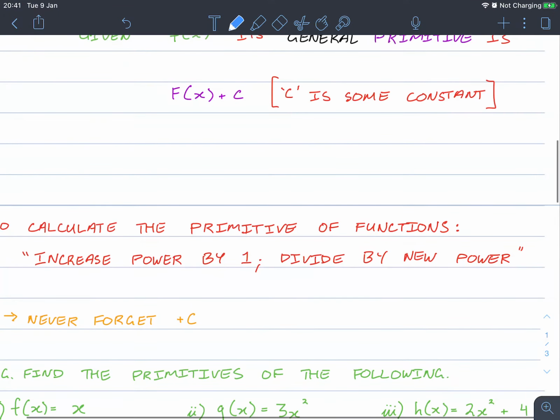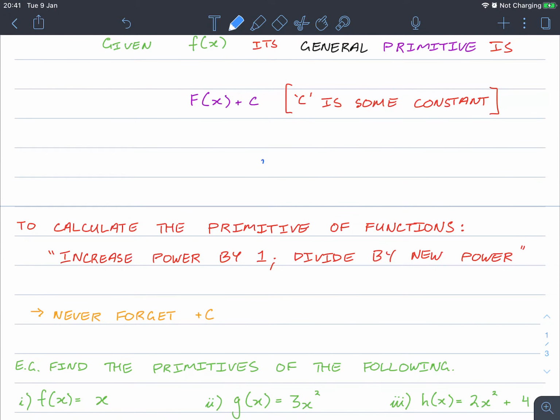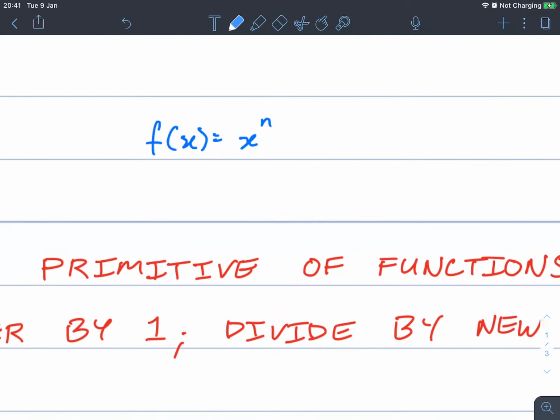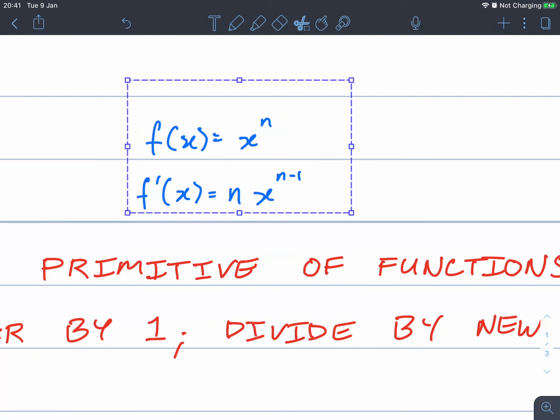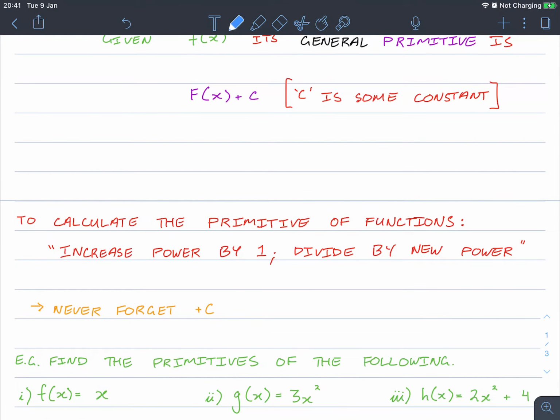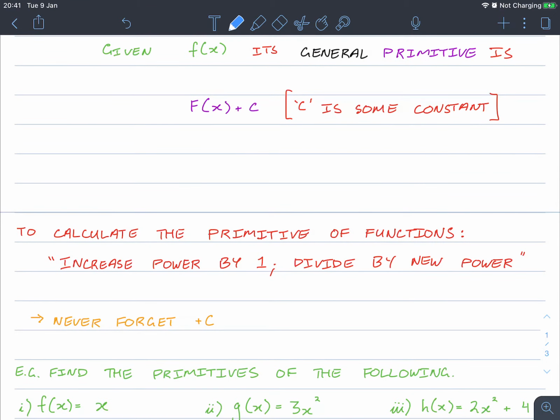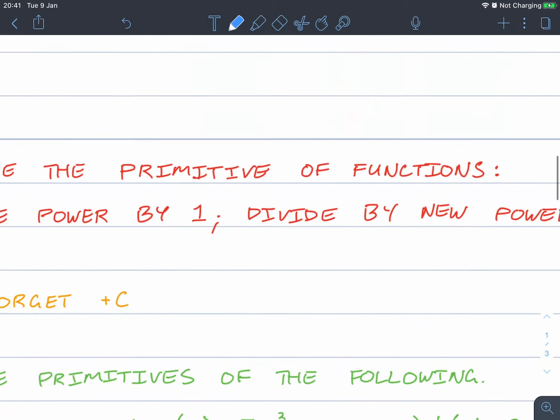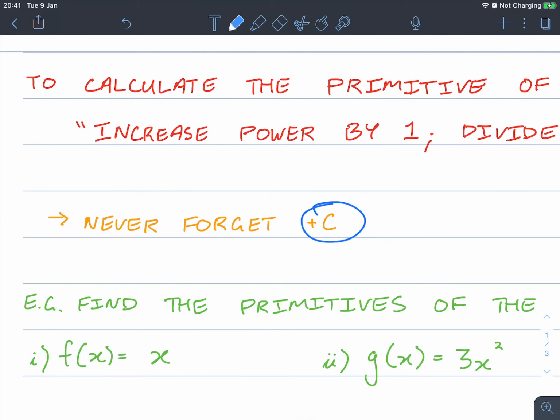If you've forgotten the power rule, it means if f of x is equal to x to the power of n, the derivative f prime of x is given as: we reduce the power by 1 and multiply by the previous power, so n x to the power of n minus 1. To reverse this, we increase the power by 1 and then divide by the new power. And lastly, never forget the constant that's always attached to it, plus c.